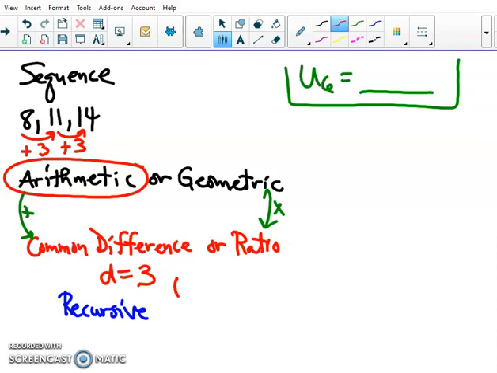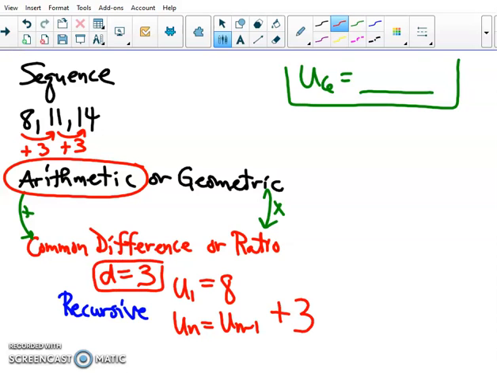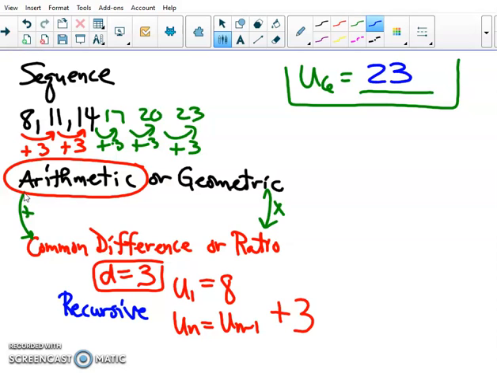So for the recursive formula, the first answer is 8. And then U of n equals U of n minus 1, and this is going to be plus 3 since our d value is 3. Now for U of 6, there's more than one way to get there. One would be to continue the pattern. If I add 3 repeatedly until I get to the 6th answer, it would be 17, 20, and then 23. U sub 6, or the 6th answer, is going to be 23.